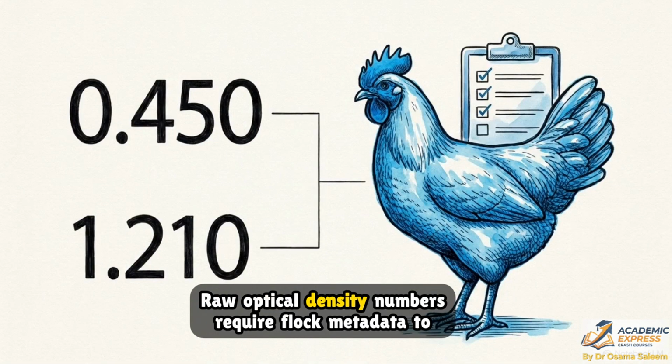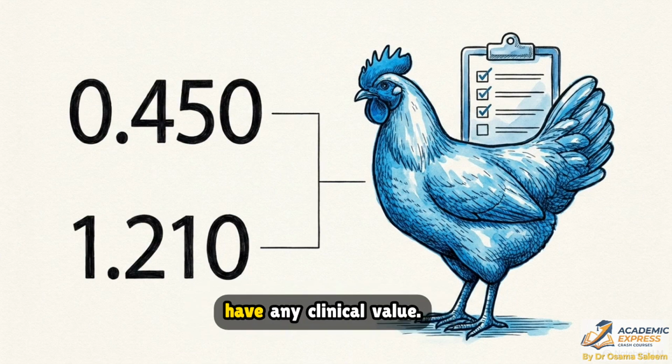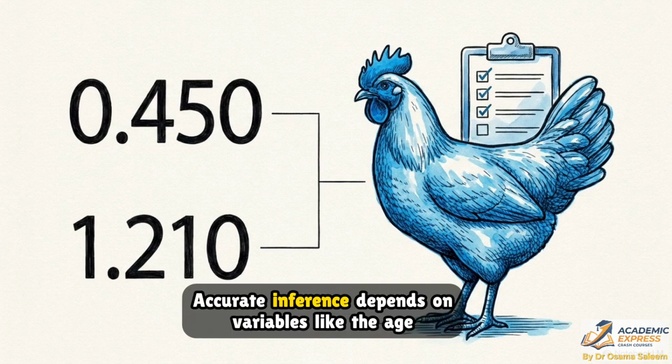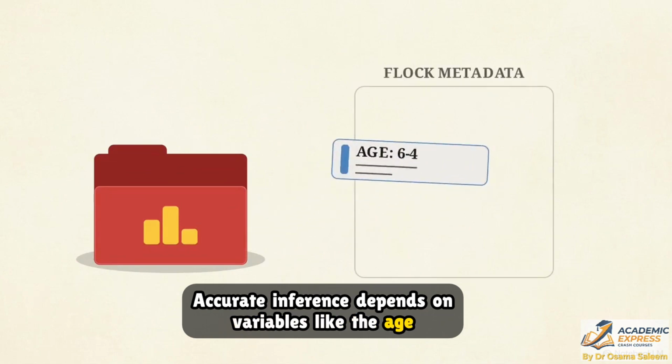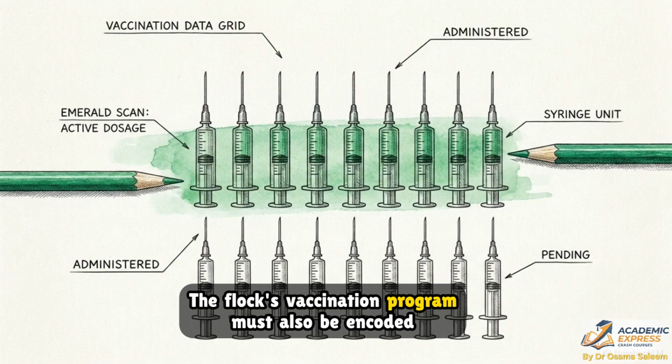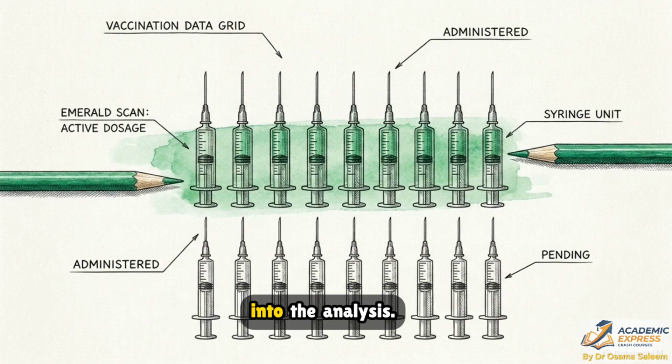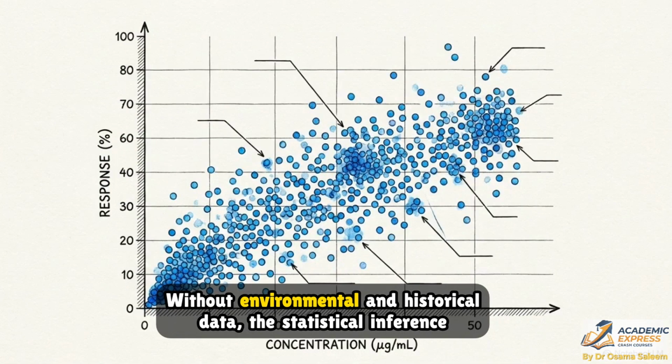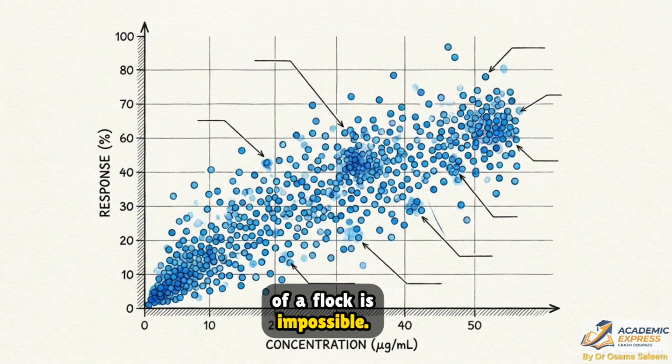Raw optical density numbers require flock metadata to have any clinical value. Accurate inference depends on variables like the age of the birds, the production line, and the hatching dates. The flock's vaccination program must also be encoded into the analysis. Without environmental and historical data, the statistical inference of a flock is impossible.